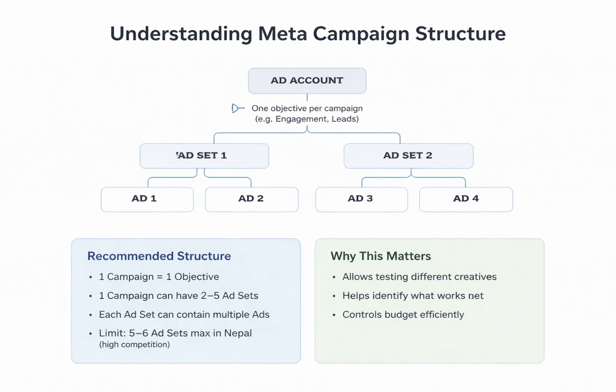The instructor demonstrates this by opening an existing engagement campaign and showing that it contains 2 ad sets. Each ad set can then hold different creatives. Maybe one ad set has an image ad, another has a video ad, and a third has social proof content. He recommends keeping it to 5 or 6 ad sets maximum in the Nepal market specifically, because competition and bidding costs are relatively high. Going beyond that can spread your budget too thin and hurt performance.